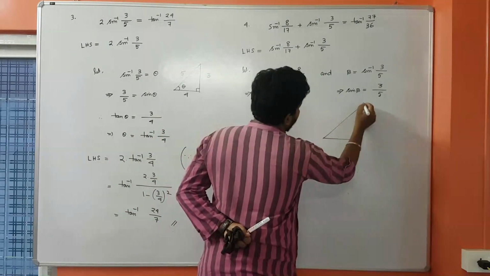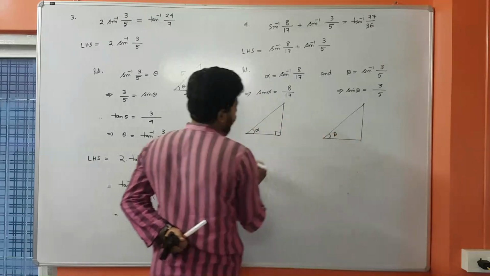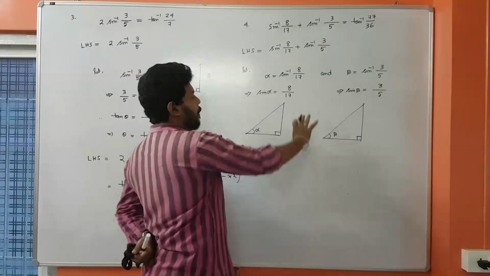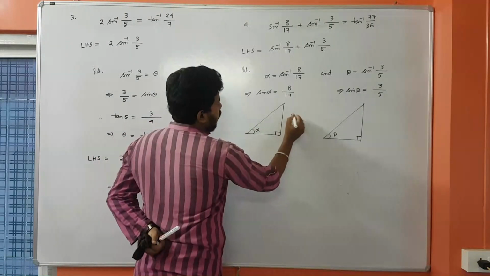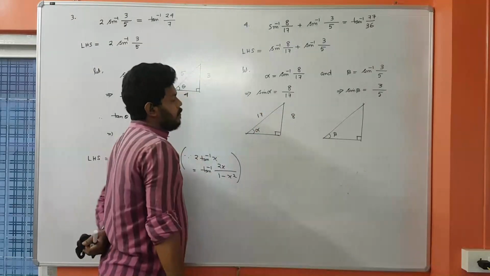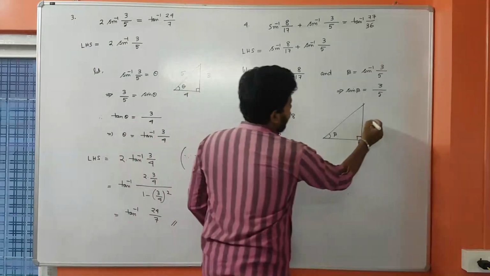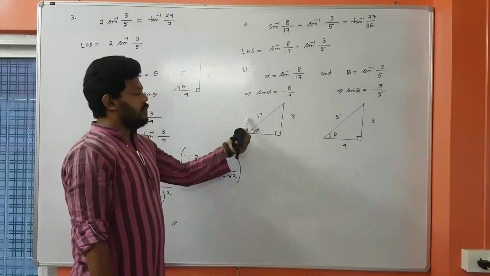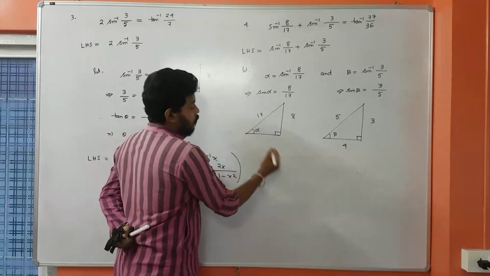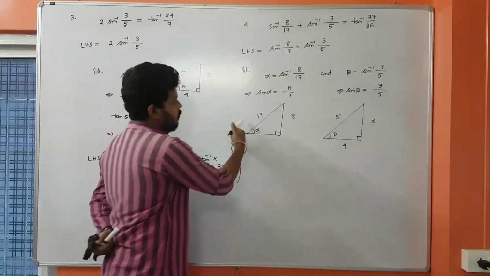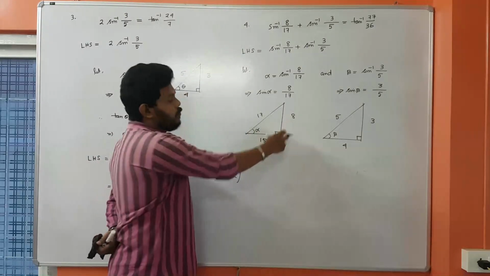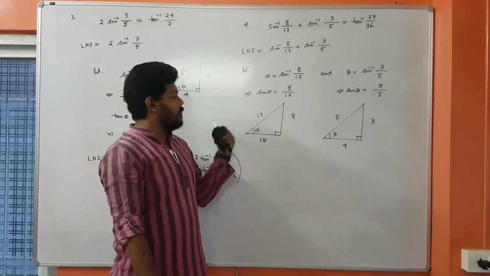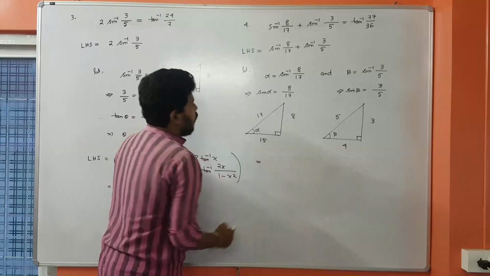Using the Pythagorean triplet method, we will find that sin theta is perpendicular by hypotenuse. This is 8, this is 17, this is 15, and 17 squared is 289. This is 8, this is 15: 64 plus 225 is 289, which is 17 squared. That is your LHS.